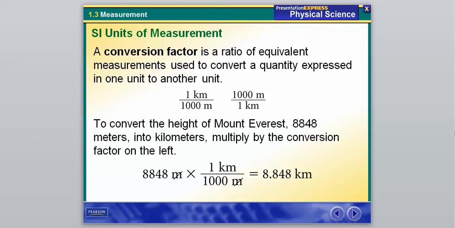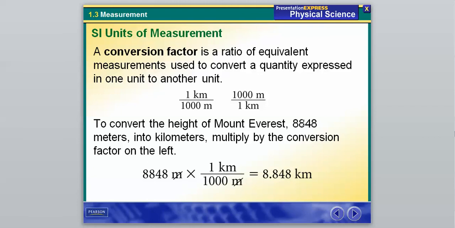And we call these things conversion factors, which is a ratio of equivalent measurements used to convert a quantity expressed in one unit to another unit. So for our example, really simplified, our conversion factor is that 1 kilometer equals 1,000 meters. That's what this means right here. And you can reverse that depending on which way you're trying to convert things, with 1,000 meters equaling 1 kilometer. And here's our example right here.